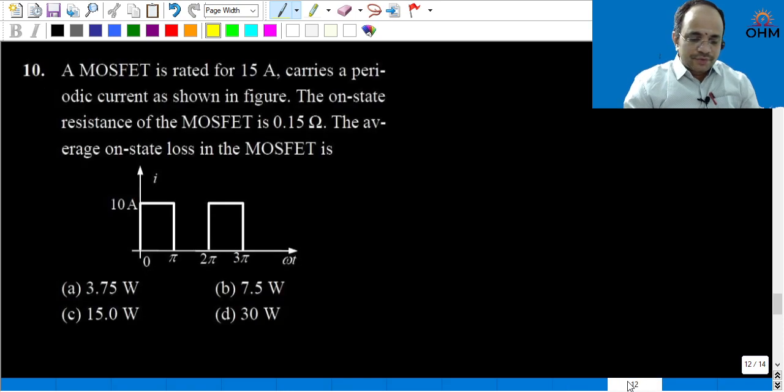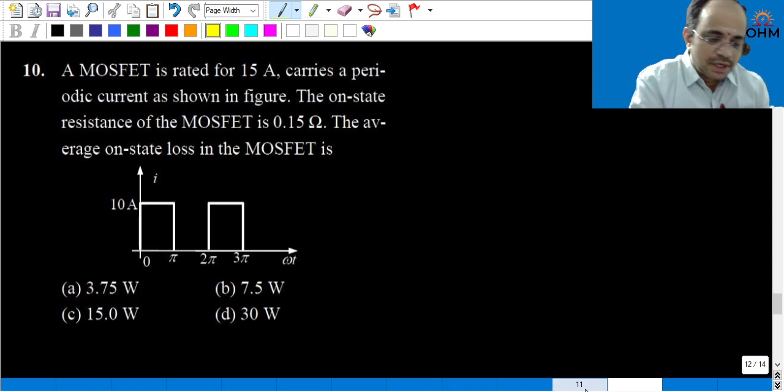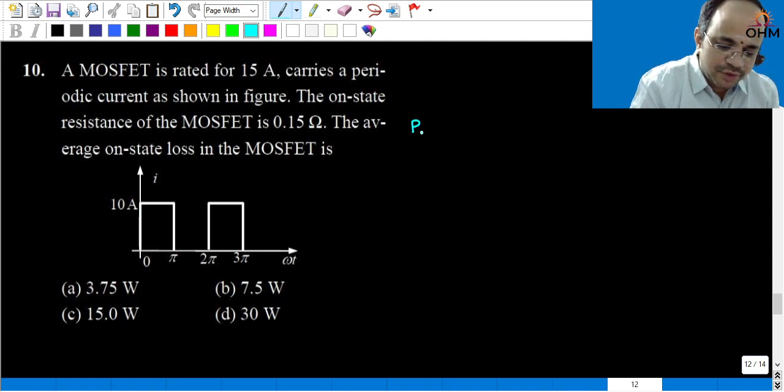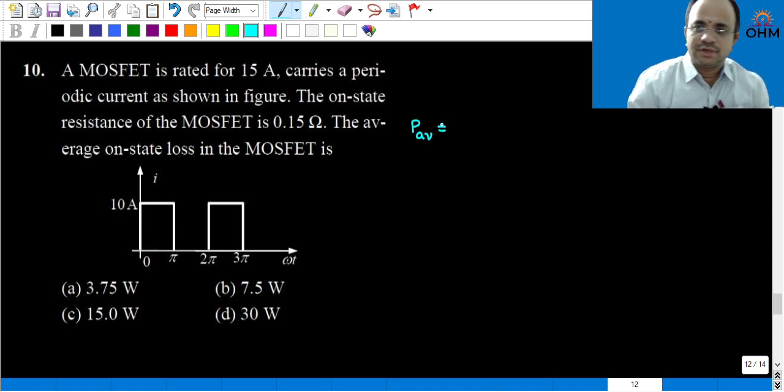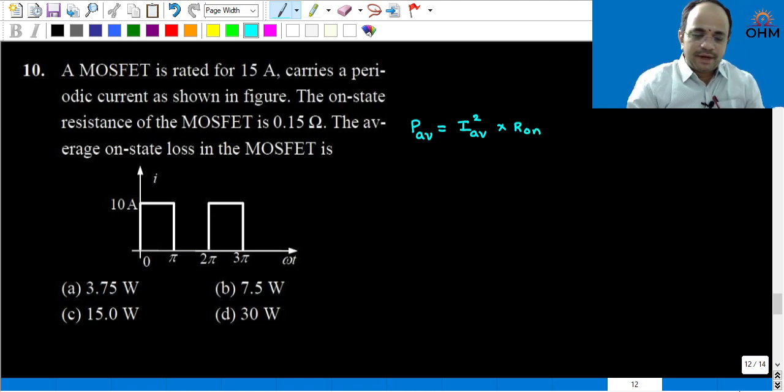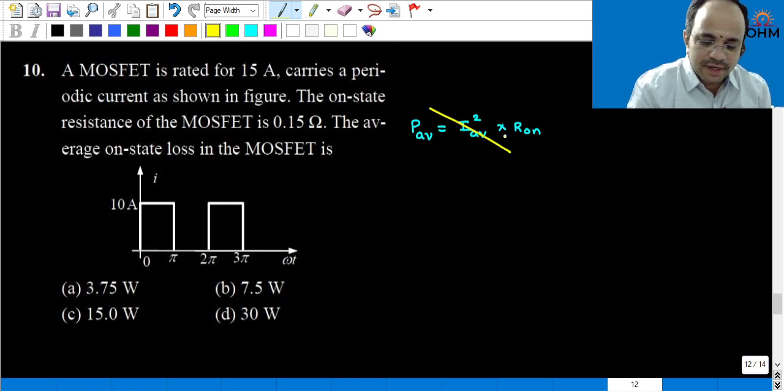Now let us look into another question. A MOSFET is rated for 15 ampere, carries a periodic current as shown in the figure. The on-state resistance of the MOSFET is 0.15 ohm. What is the average on-state power loss? Now in this question, generally students will make a mistake like this. P average, because the question is asking to find average on-state power loss, generally students will try to write down the formula something like this: I average square multiplied with the R on. Okay. So this is not correct.